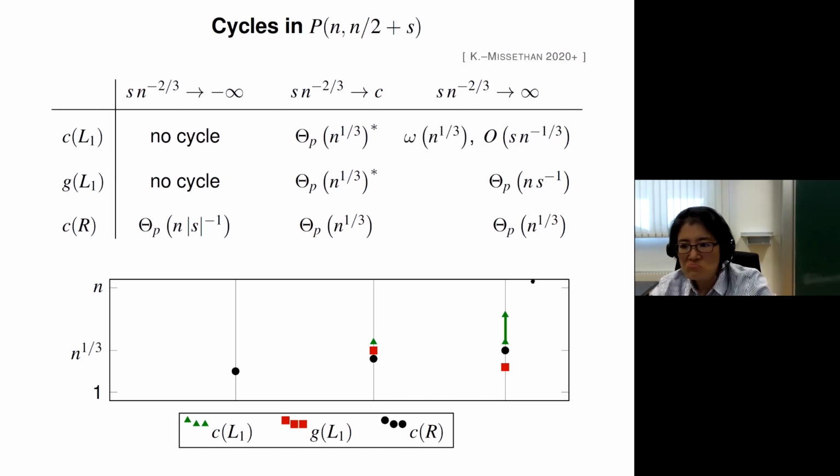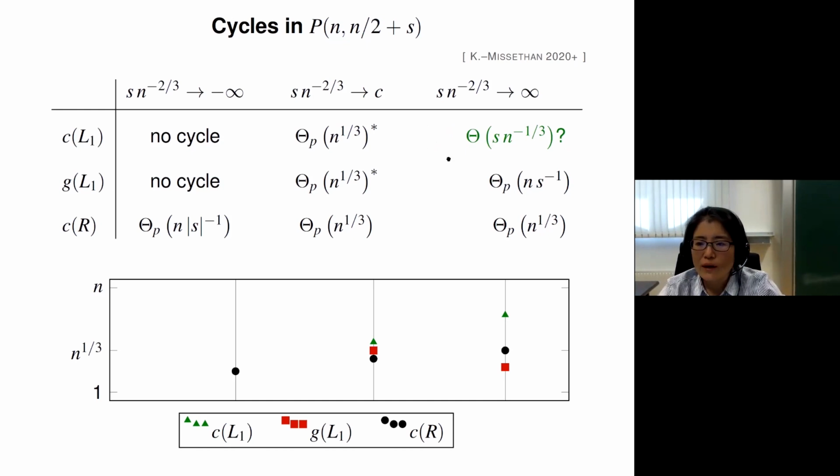On the other hand, in the planar graph, as I said, the planarity constraint does something outside the giant component. One of the things is that its longest cycle is much longer because of the much larger second largest component. And what we believe is true is that indeed the correct order of the circumference of the largest component should be s times n to the minus 1/3.